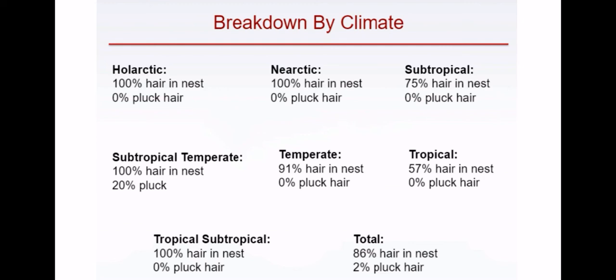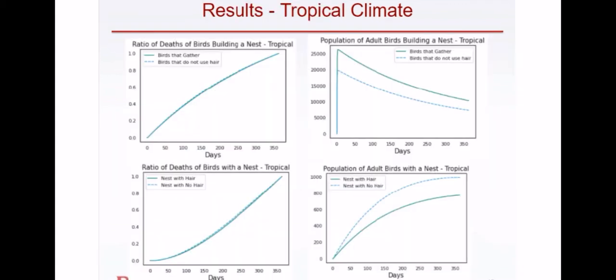In the tropical climate, we have the lowest amount of birds with hair in the nest. This can also support the theory that insulation plays a large role in having hair in the nest. However, with such a widespread amount of birds of varying climates with hair in the nest, it is clear that there is something more to this reasoning. These were our results for birds within a tropical climate.